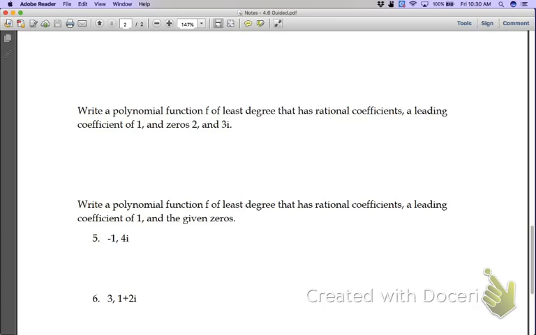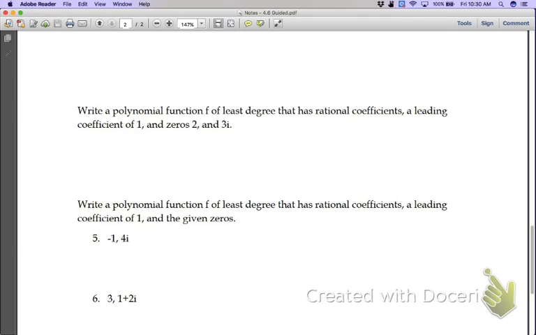Yesterday, whenever we dealt with the zeros, it's going to work the same way with the i values. So if you end up with imaginary, remember, imaginary is just another way of saying it's a square root. It's just 3 times the square root of negative 1. But 3i is going to be a little bit easier to deal with. So if I have, it says write a polynomial function of least degree that has rational coefficients and a leading coefficient of 1. Zeros are 2, and then 3i.